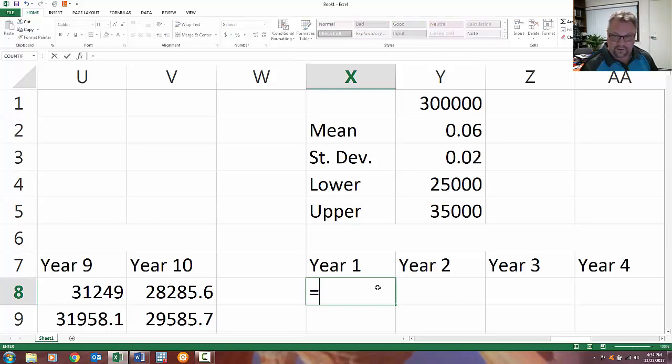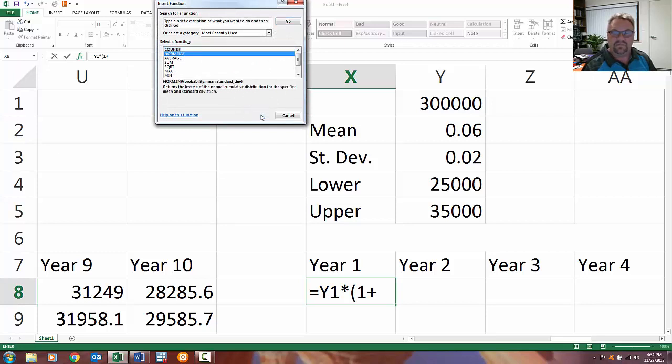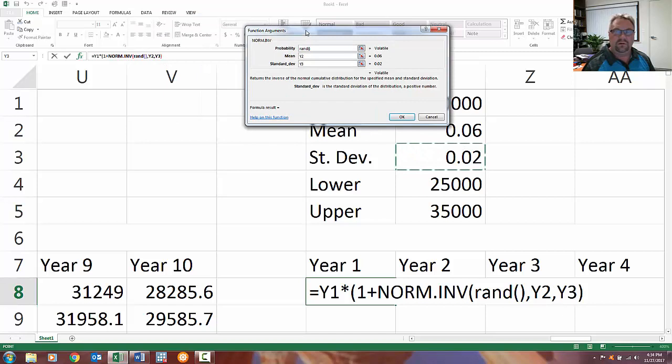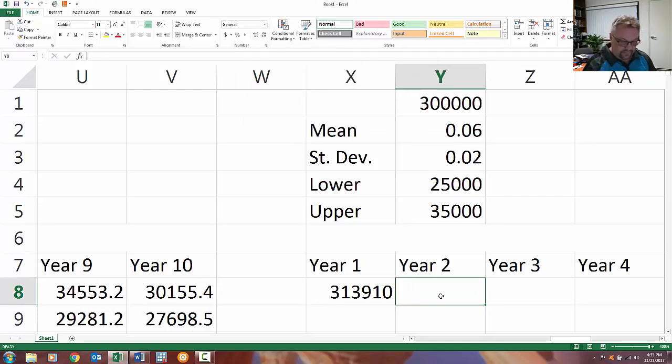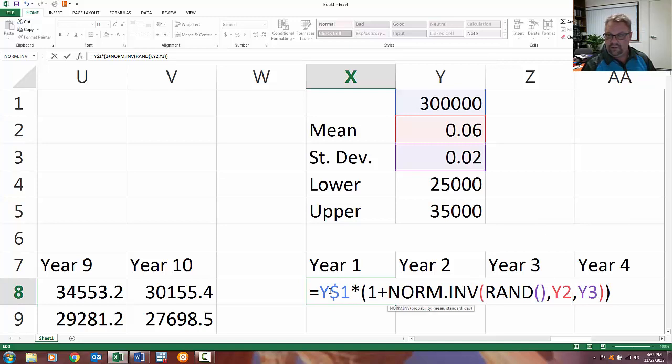So the bond fund returns are, in year one, I take my 300,000 and then multiply that by 1 plus my norm.inverse function, rand, open close, the mean, standard deviation, close the parentheses so the honk doesn't honk at me, hit OK, presto. And then year two is, I better anchor this. So I better anchor that, and then that, and that.